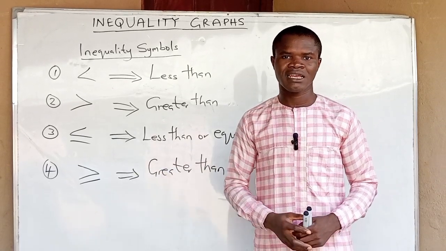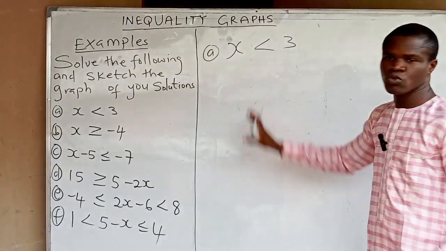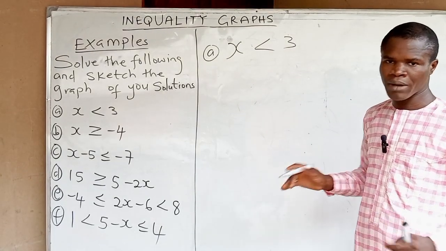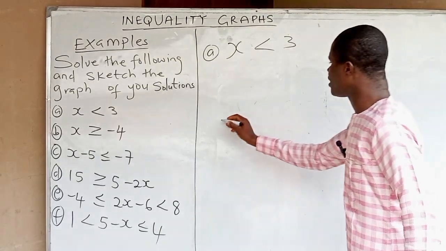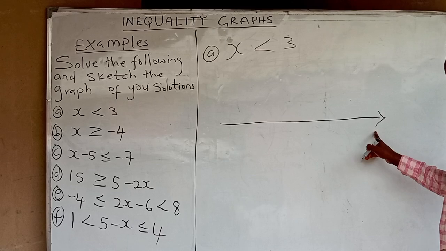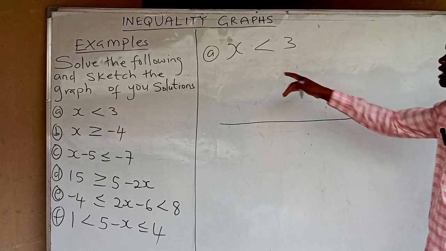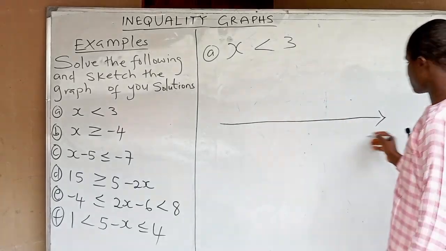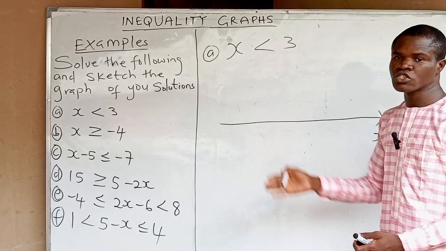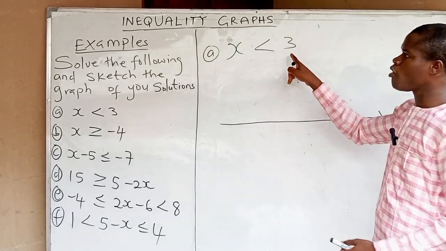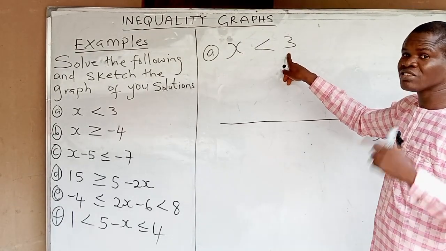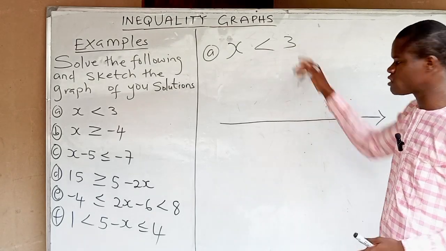So let's take the first example. In this case, we have nothing to solve. It's just for us to represent this solution set on a number line. So we proceed and draw a number line. Make sure that your number line ends with an arrow. And then because the variable name is x, we call our number line x. The next thing to do is to scale up your number line, but make sure that your scaling captures the number 3, because 3 is the boundary of our solution set.